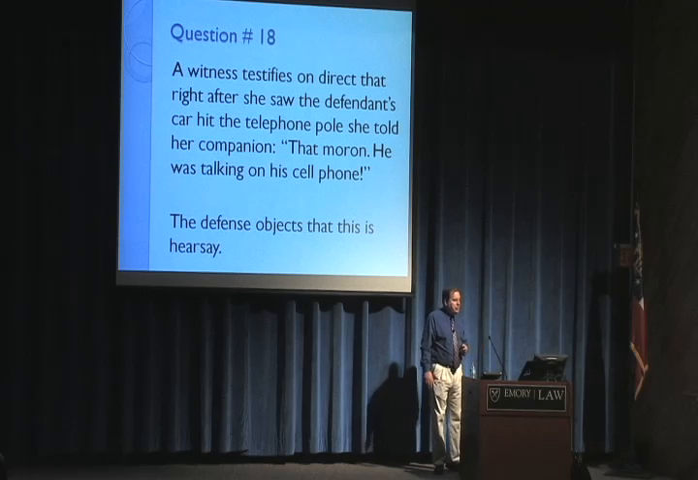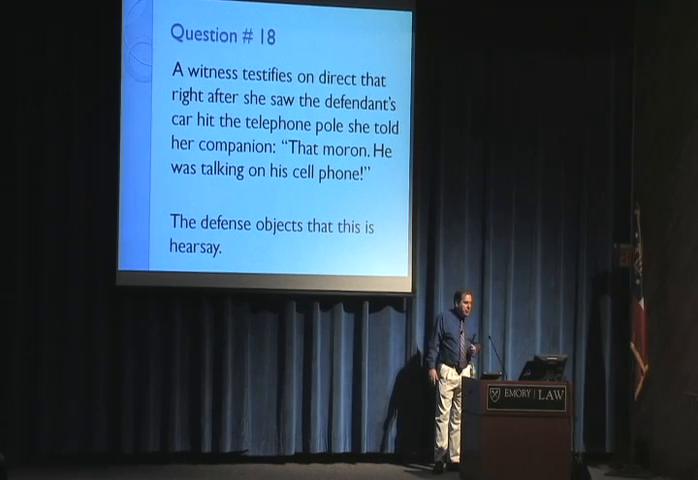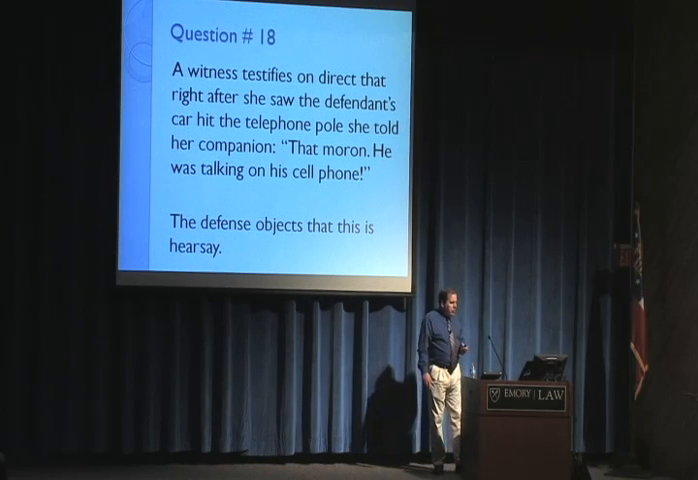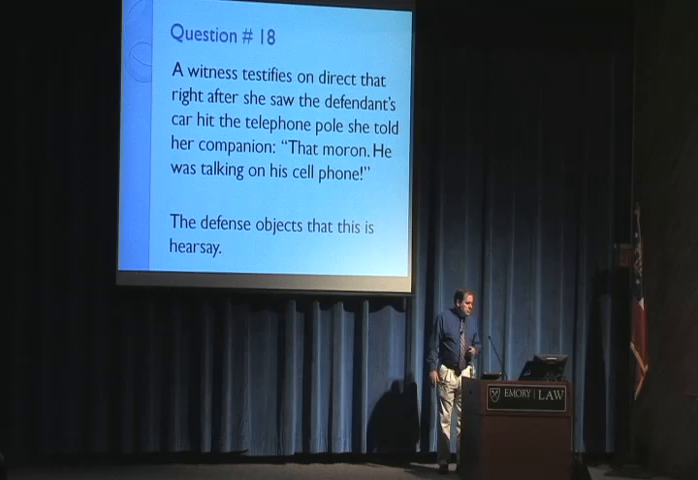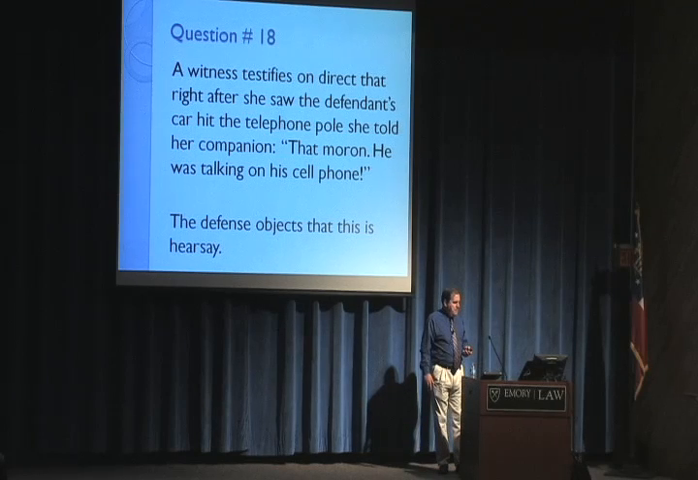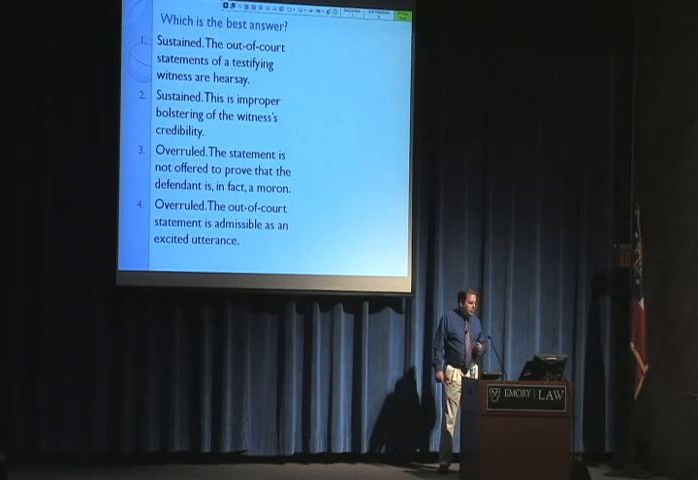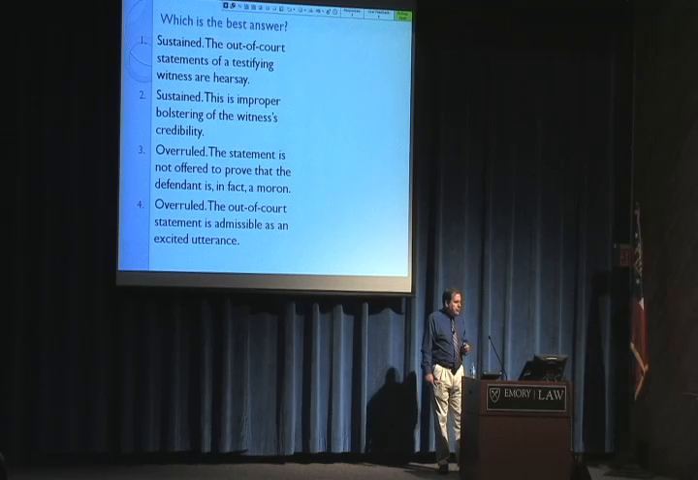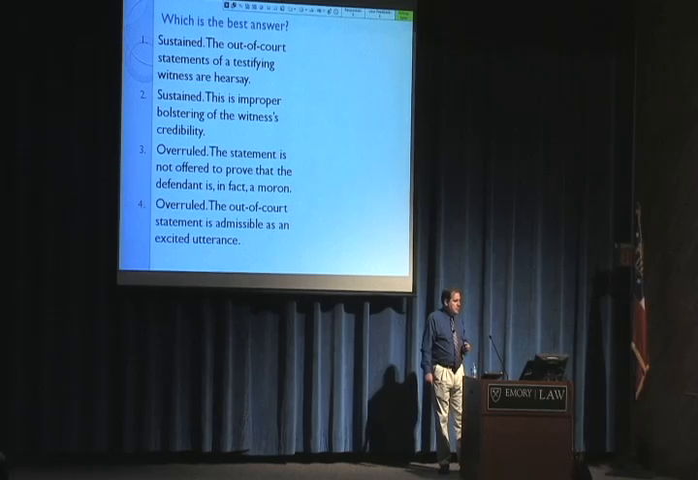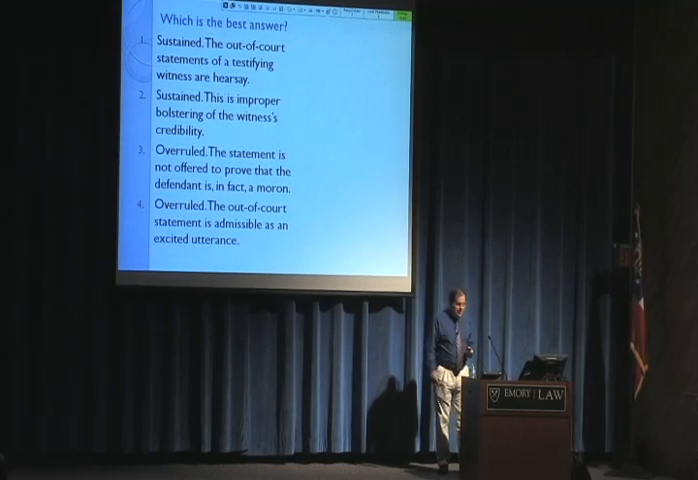Number 18, a witness testifies on direct that right after she saw the defendant's car hit the telephone pole, she told her companion, well, that moron, he was talking on his cell phone. Defense objects that this is hearsay. Number 1, sustained. The out-of-court statements of a testifying witness are hearsay. 2, sustained. This is improper bolstering of the witness's credibility. 3, overruled. The statement is not offered to prove that the defendant is, in fact, a moron. Or 4, overruled. The out-of-court statement is admissible as an excited utterance.